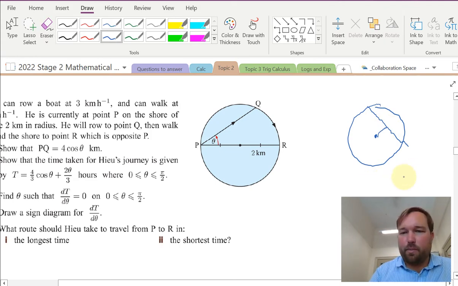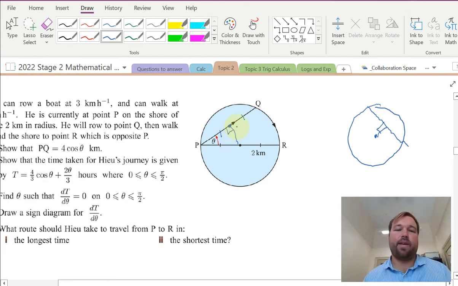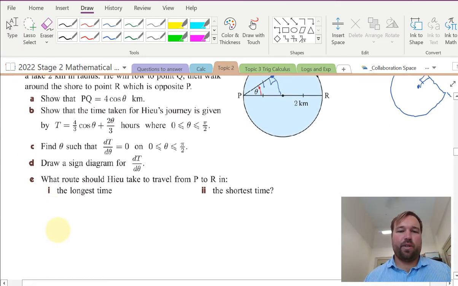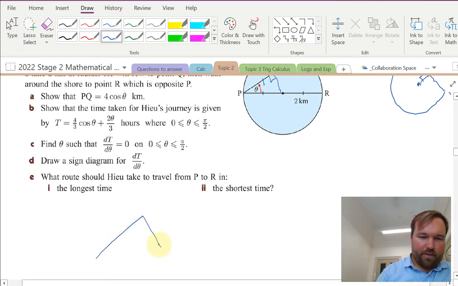Alright, the point is, when you bisect the chord, you get a right angle. So if I bisect that chord like this, amazing, I get a right angle there. And that's the right angle triangle I'm going to use. So I will draw it out here a little more neatly.